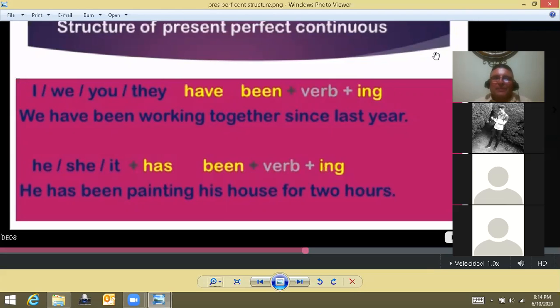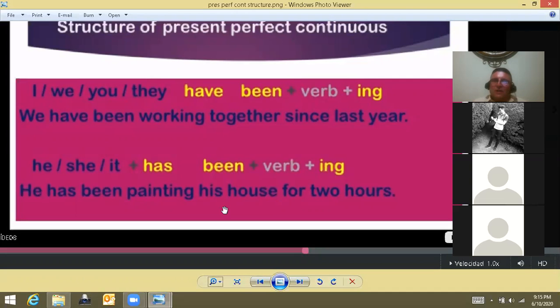Now remember, the same way you make negative questions in Spanish, you can perfectly make negative questions in English. So how will you make the first example into a negative sentence? We haven't been working together since last year. Okay, that would be negative. What if I want to make a negative question? Haven't we been working together since last year? Exactly.